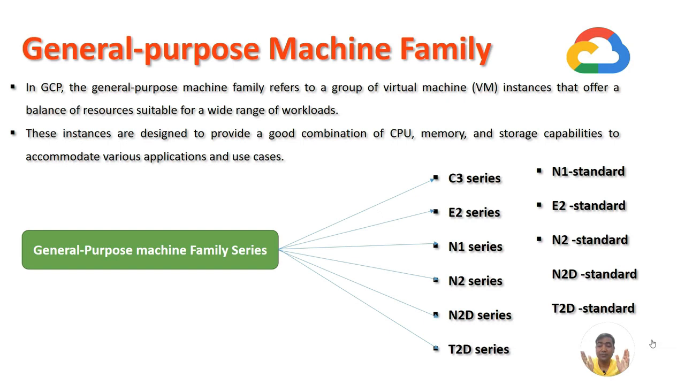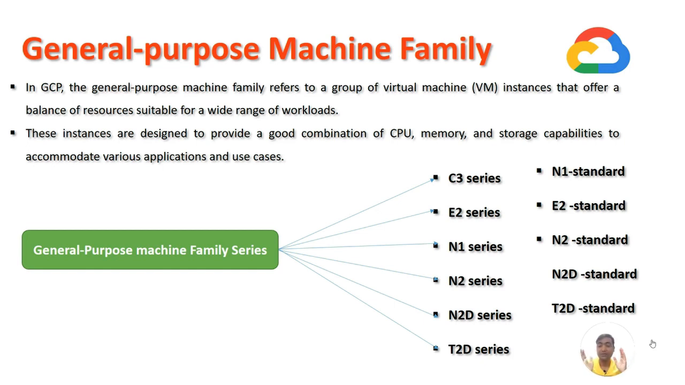Guys, the general purpose machine family refers to a group of virtual machine instances that are designed to provide a balanced combination of CPU, memory, and networking resources. Basically, the general purpose machine family offers the best performance ratio for a variety of workloads. These instances are commonly used for applications that require a moderate amount of CPU and memory resources, such as web servers, small to medium sized databases, development environments, and other general purpose workloads.